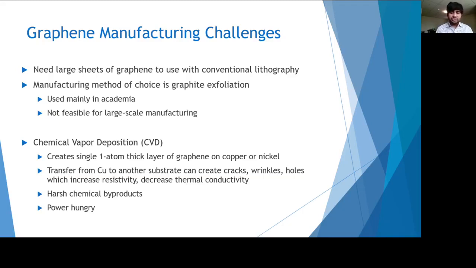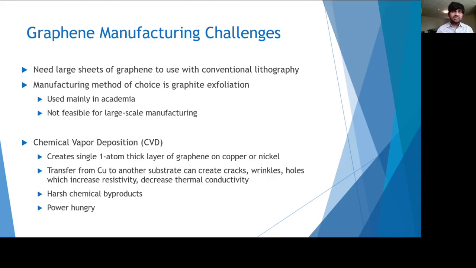For large-scale manufacturing, they're looking at the chemical vapor deposition method. That's where graphene is grown on metal, like copper or nickel, by combining gas that has carbon in it with a high-temperature reaction chamber. The only downside is it requires a lot of energy. It creates harsh chemical byproducts. And once the graphene is grown on either copper or nickel, it has to be transferred. During transfer, it's very susceptible to damage. It's only one atom thick.